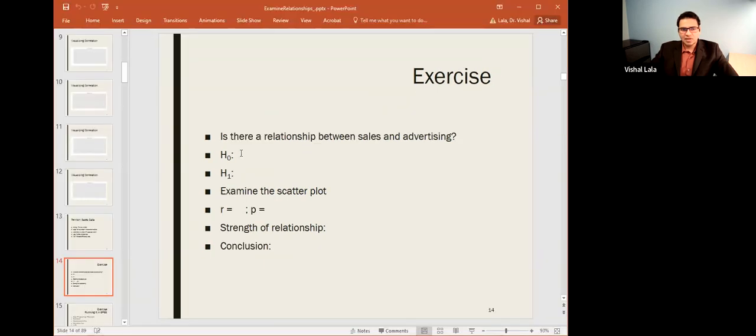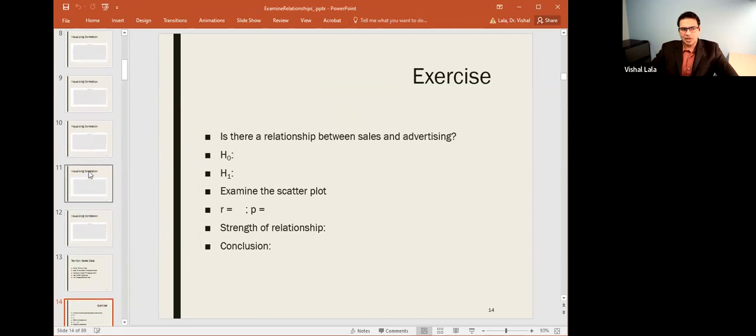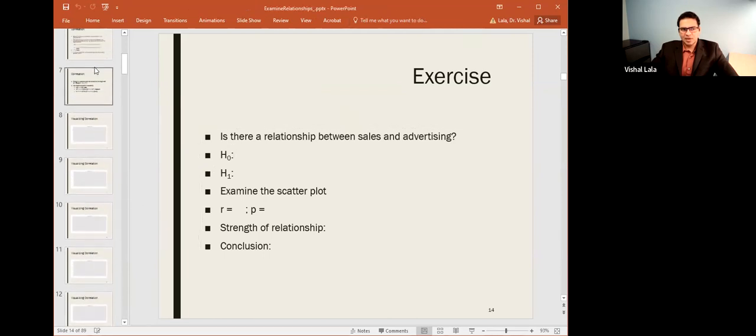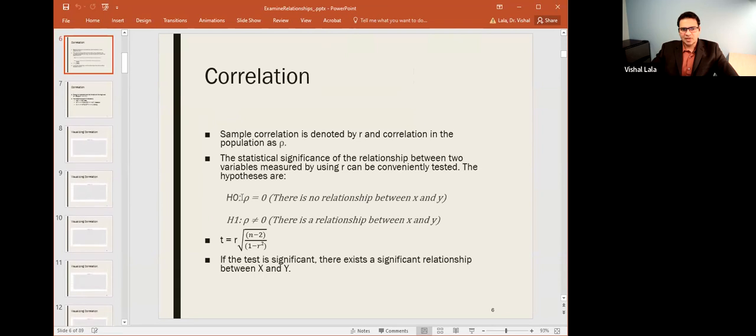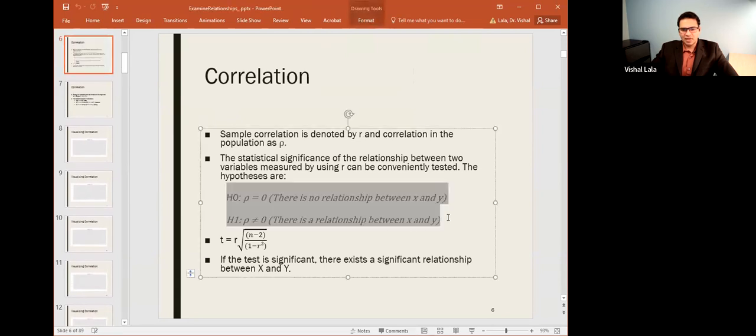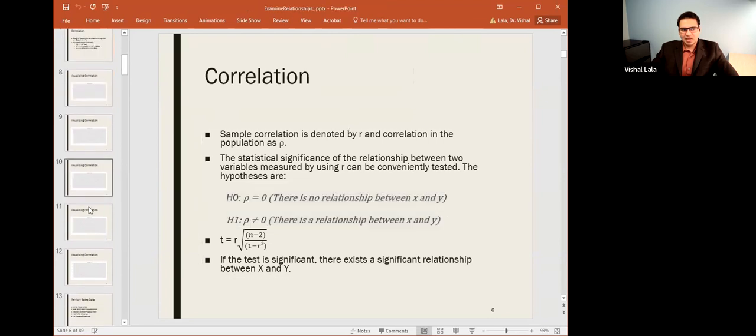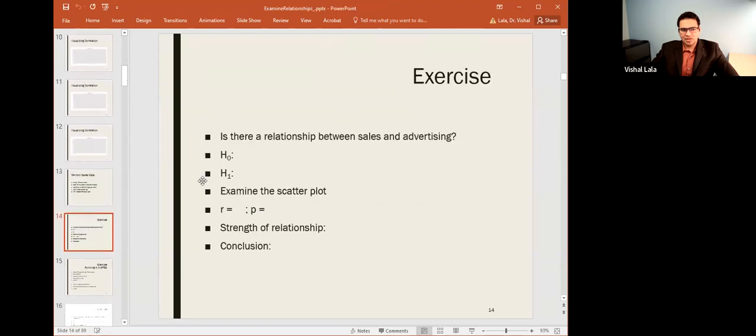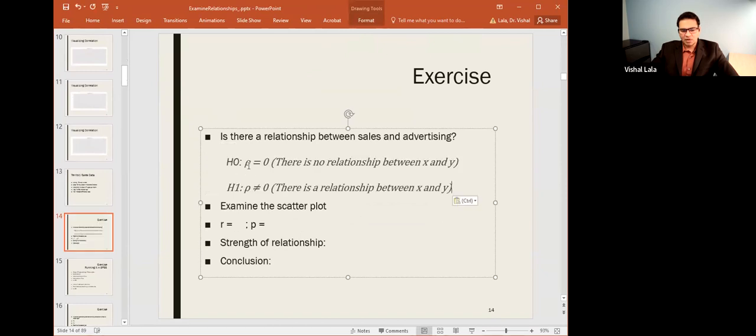The question here is, is there a relationship between sales and advertising? So our null hypothesis is going to be that there is no relationship between sales and advertising. But let me cheat a little bit. Let me go back to the previous slide, and I will take this exact hypothesis and modify the language, that is. So we understand that the hypothesis represented here is simply an adaptation of the general hypothesis.